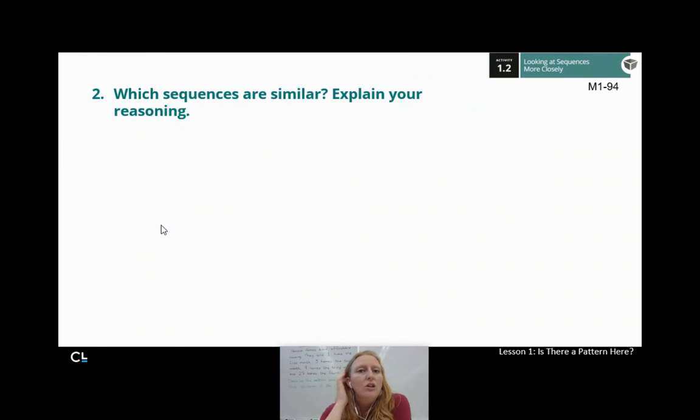So can you just take a look at the 4 activities that we did, the 4 sequences we did? We're on page 94. And again, we've skipped a little bit. But can you go back and look at the 4 that we worked on and tell me which sequences were similar and why? Go ahead and hit pause to write it down and then hit play when you're ready to check your work.